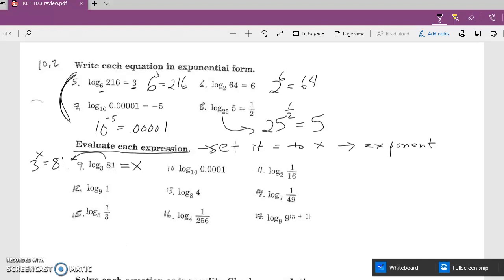Now we're back to what we were doing on the last page. So this would be 3 to the x equals 3 to the 4th. So x is 4. Or in other words, log base 3 of 81 is the number 4. We just temporarily set it equal to x so we can figure out what it is.